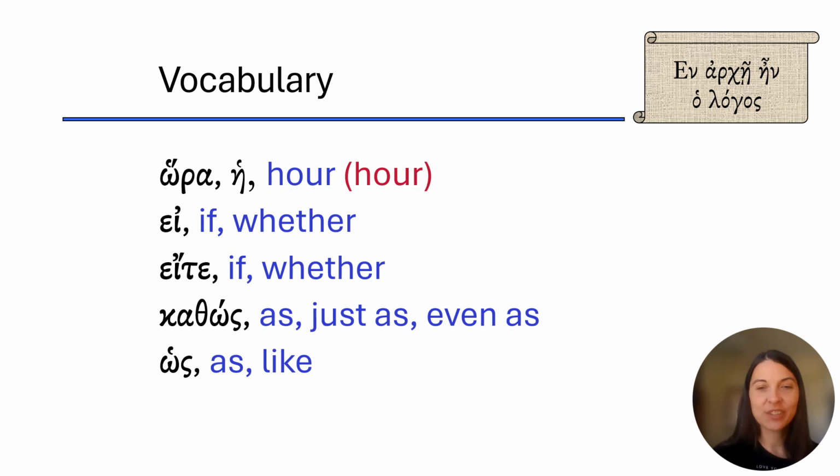Kathos, as, just as, even as. And then hos, as or like. Remember those rough breathing marks there. And that's your vocab in lesson 4.